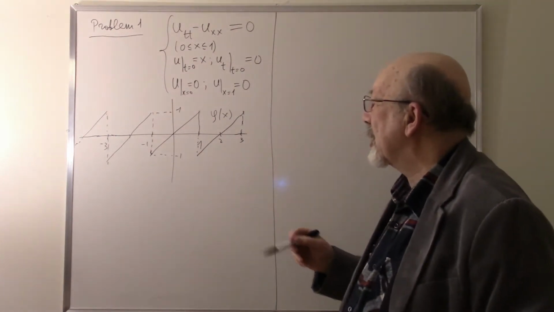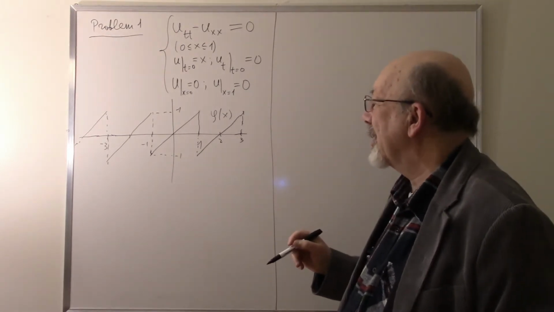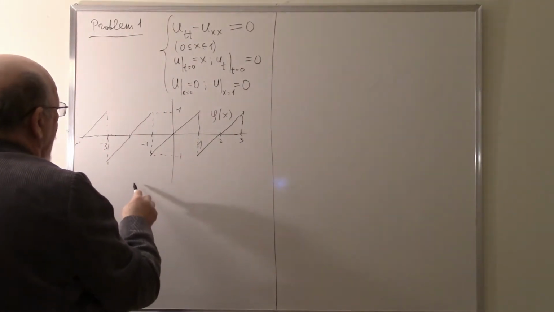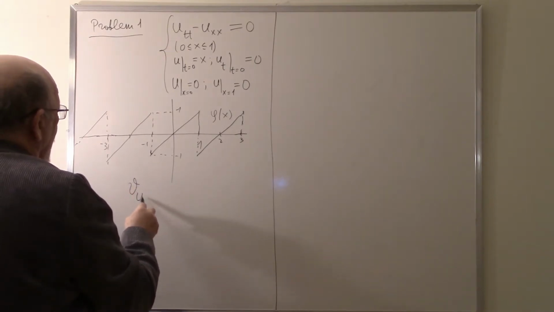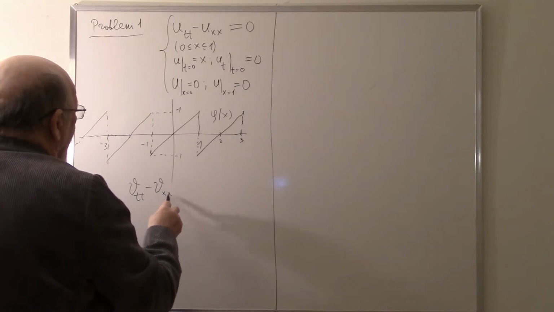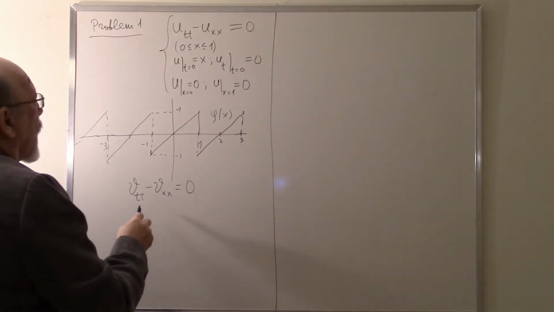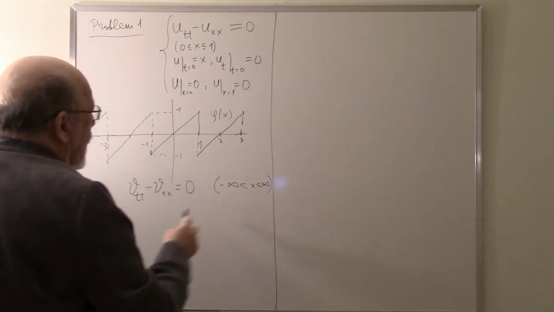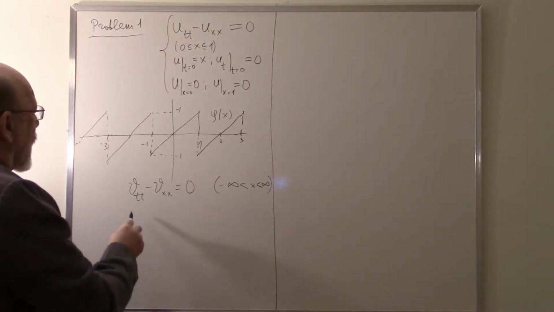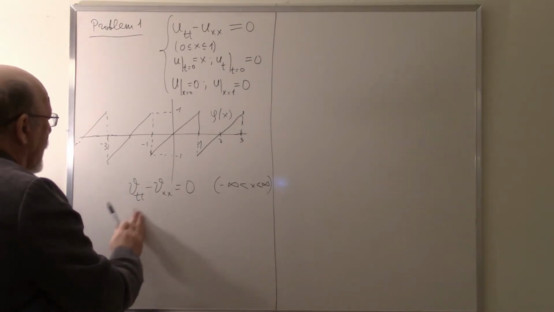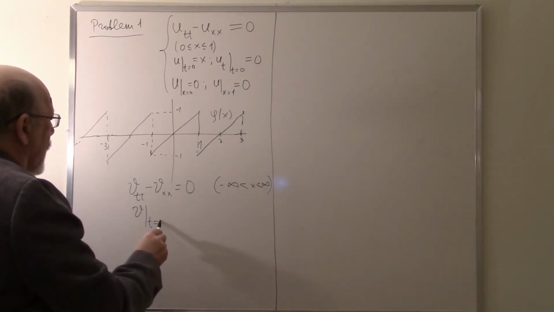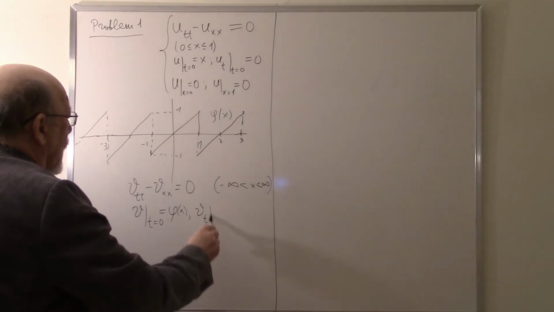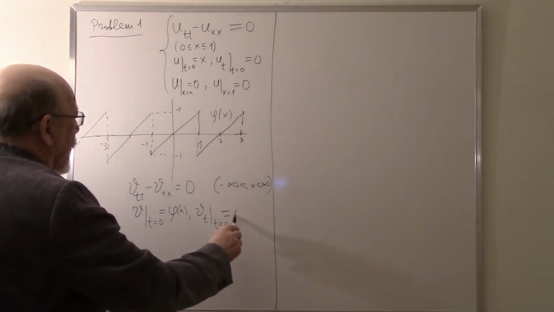It is a continuation to all of the line. It is one thing. And now you solve the following problem. v_tt minus v_xx equals 0, now on the whole line x between minus and plus infinity, v for t equals 0 equals phi of x, v_t for t equals 0 equals 0. Yeah?